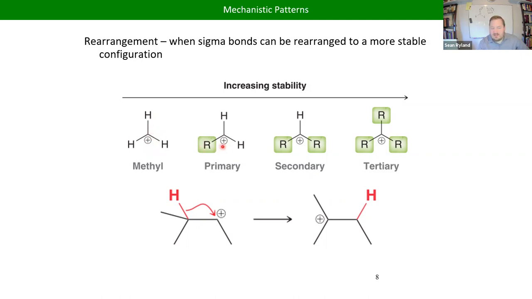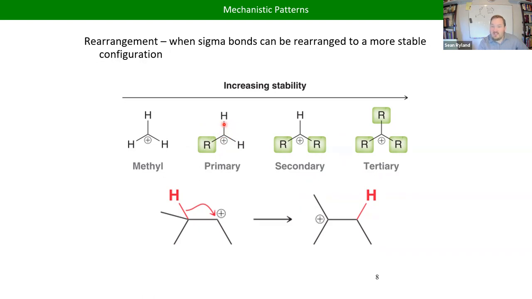If you have one carbon around it, that's a little bit better. A secondary carbocation, meaning you have two carbons around the positive charge, is even better than a primary carbocation. And a tertiary carbocation, where you have three R groups around the positive charge, is even more stable than that. And again, I don't think we've officially defined primary, secondary, tertiary.